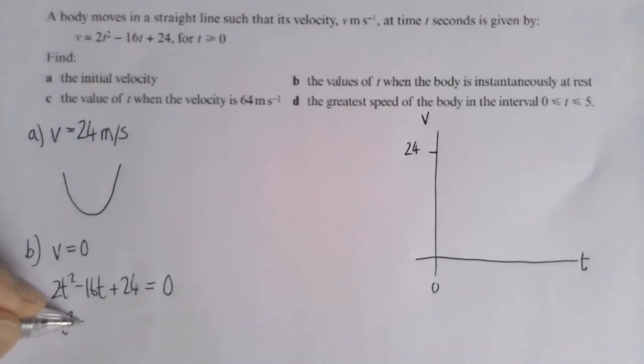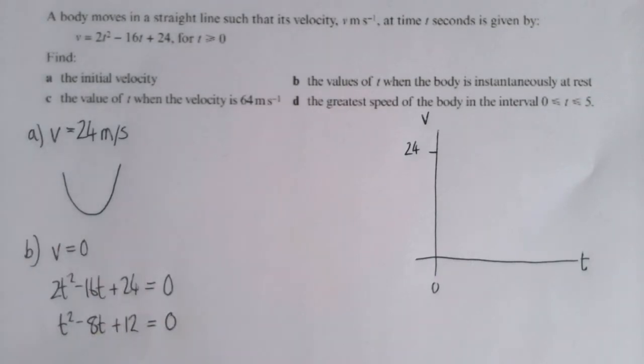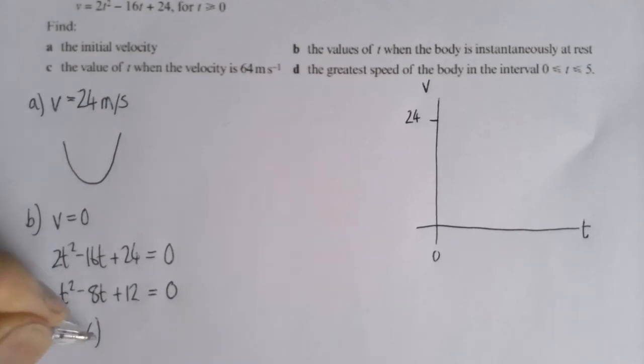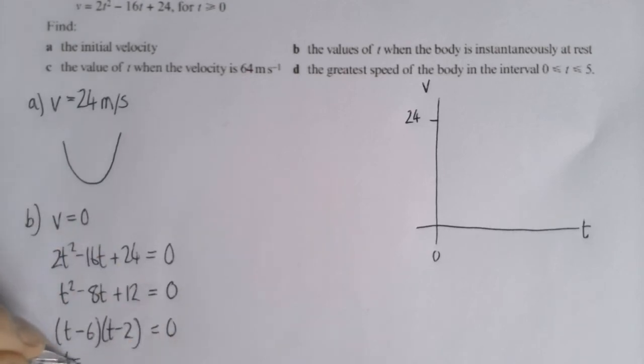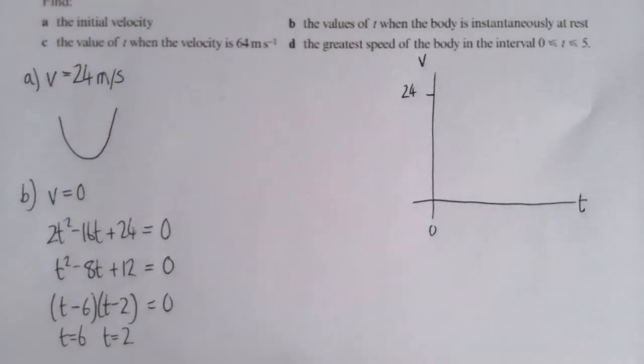However, just to keep my skills honed, I'm dividing everything by 2 there, and I'm hoping that I can make a 12. Yep, I can. So that's going to be (t minus 6)(t minus 2). So 6 and 2 are the 2 places where it is instantaneously at rest. Could have done that on the calculator. There's absolutely nothing wrong with that.